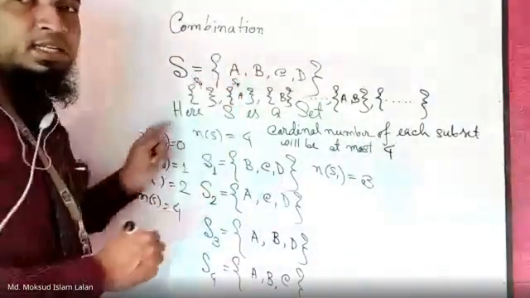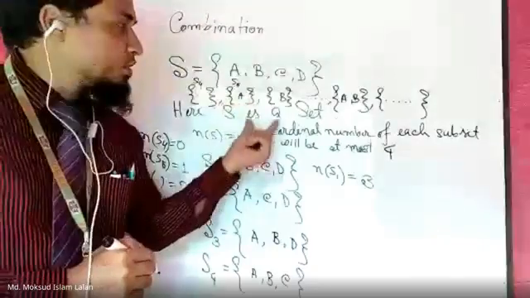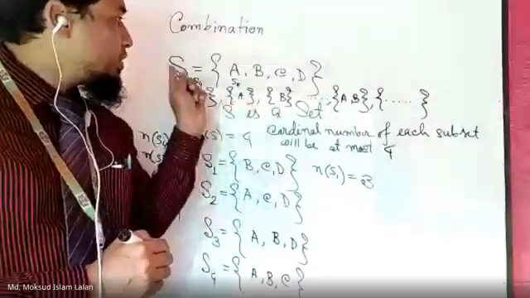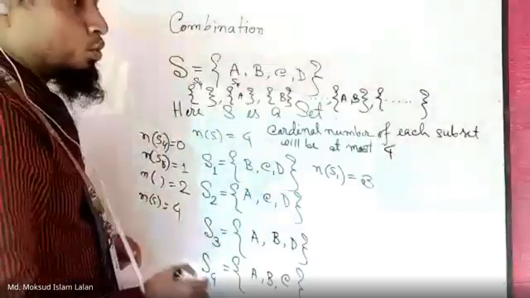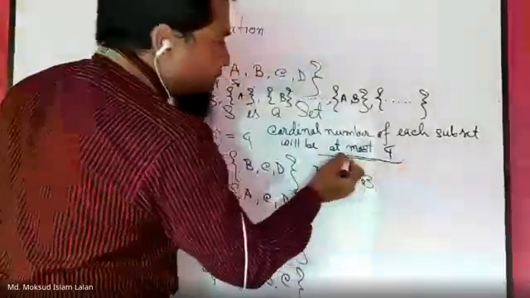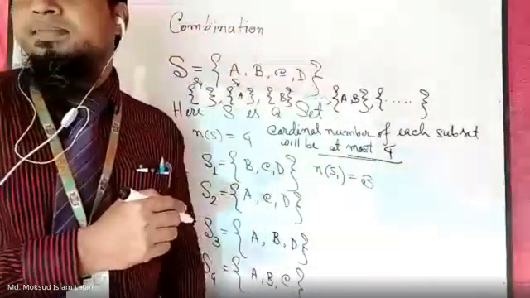Is there any chance that the cardinal number of a subset of S will be 5? No, sir. Since you are saying no, at most it will be 4. Do you agree with me or not? Yes, sir.